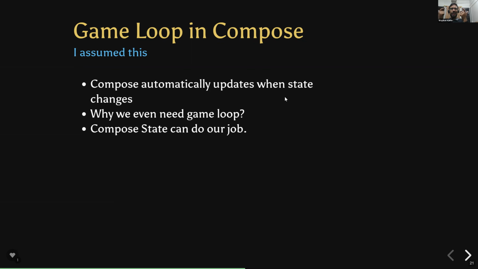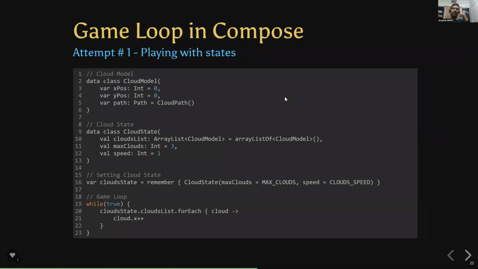So I was like, why do we even need a game loop? We just need to define some composable methods which will react to state changes. But obviously, I was wrong. When I did that, there was no update. Nothing was moving. Cloud is supposed to be moving, cactus is supposed to be moving, but nothing was happening. Compose was not reacting to the state changes. When I debugged it, I found that variables are changing, values are updating, but state was not updating.